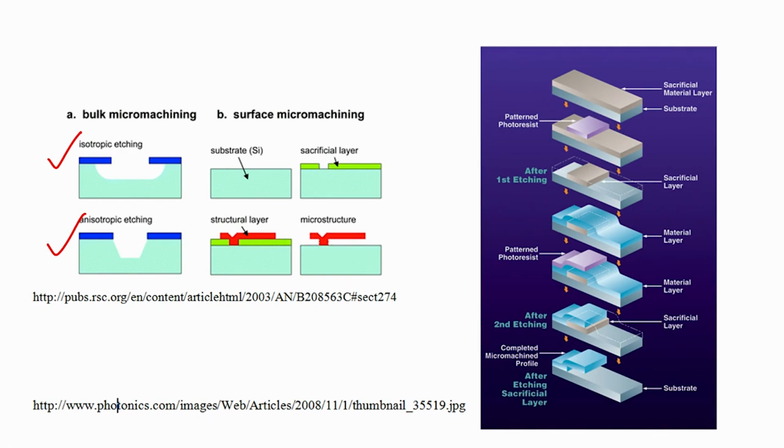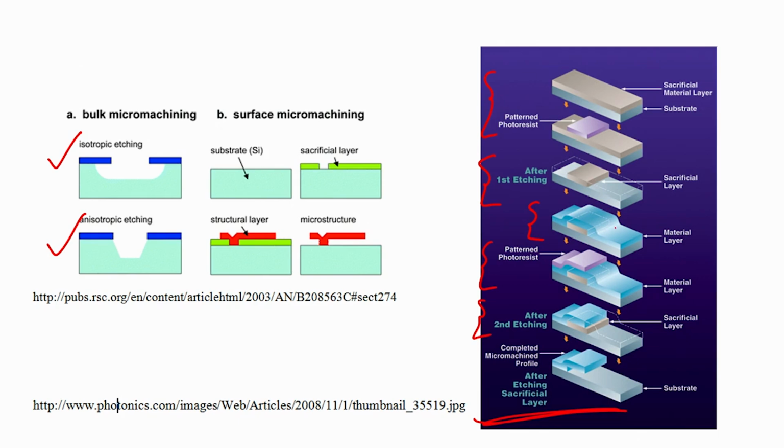The same thing is shown here. You pattern the photoresist, and then you have the sacrificial layer which is patterned like this. On that you deposit the material or the structural layer, and then you again pattern it with photoresist. You sacrifice the sacrificial layer and then you have your complete micro machined profile. See, sacrificial material on the substrate, there is a patterned photoresist and you deposit this. So, you will have this.